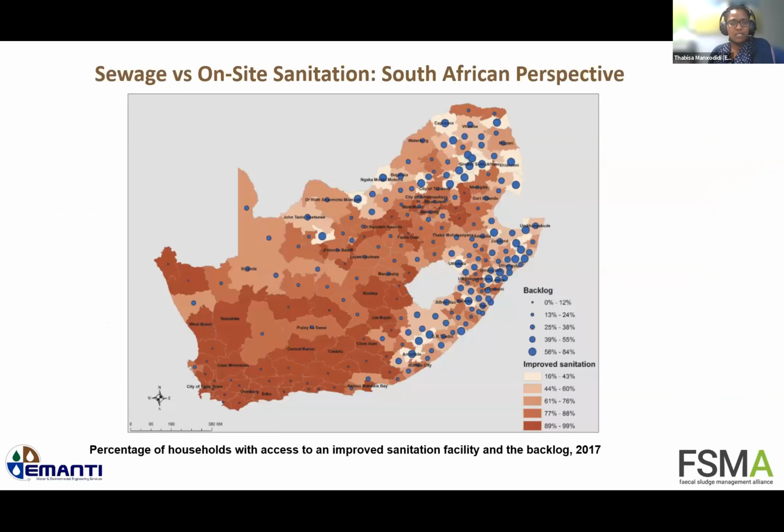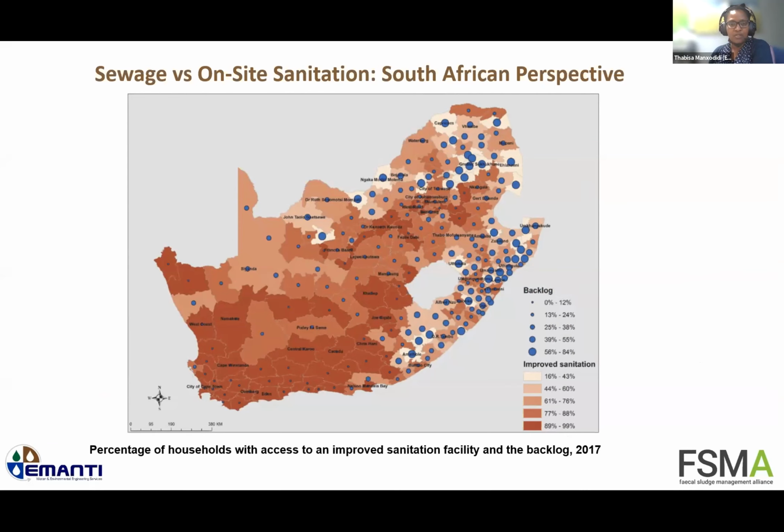If you're looking at the South African situation, what do we have in terms of sewage versus on-site sanitation? What I'm showing there is the percentage of households with access to improved sanitation facilities, and the backlogs in South Africa. Those are the statistics that were collected in 2017. These are updated on a timely basis, but that's just an idea of where we are.